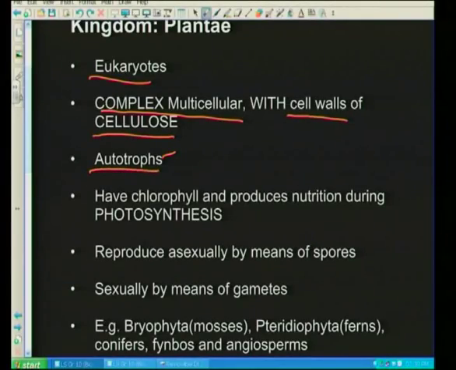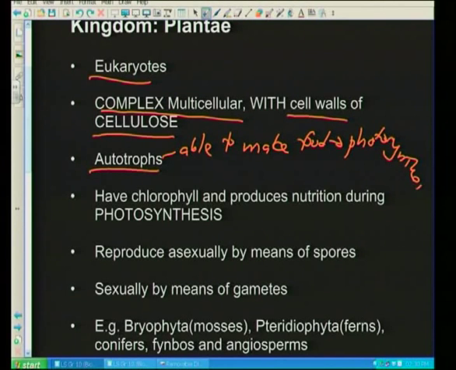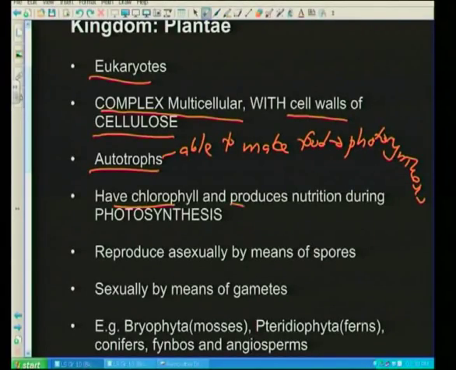Autotrophs. All plants are able to make their own food by a process called photosynthesis. So therefore, if plants are able to make their own food, or if an organism can make their own food, that's their mode of nutrition, they are regarded as autotrophs, and autotrophs automatically belong to the kingdom plantae. They have chlorophyll, they produce nutrition via photosynthesis, and they can reproduce asexually by means of spores.